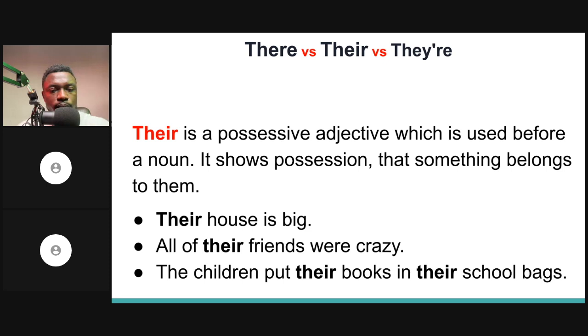Third example: the children put their books in their school bags. All the children put their books in their school bags. Their, it's for possession. That's their problem.